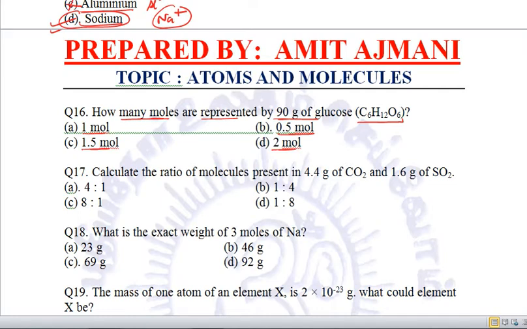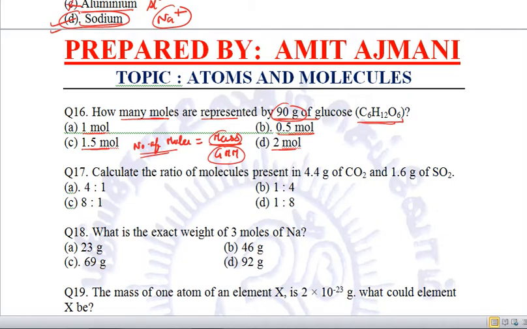Now, if you remember the formula for calculating the number of moles, what was that formula? The formula was that the number of moles is equal to the mass of the substance divided by the gram molecular mass. The mass of the substance is given to be 90 grams. So we need to find the gram molecular mass in order to know the number of moles. And how to find the gram molecular mass of glucose? The formula is given to us.